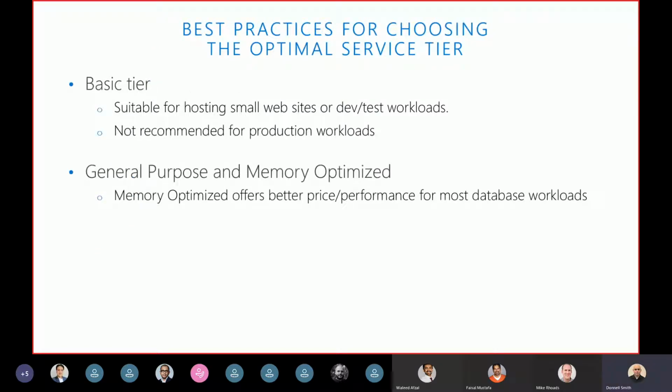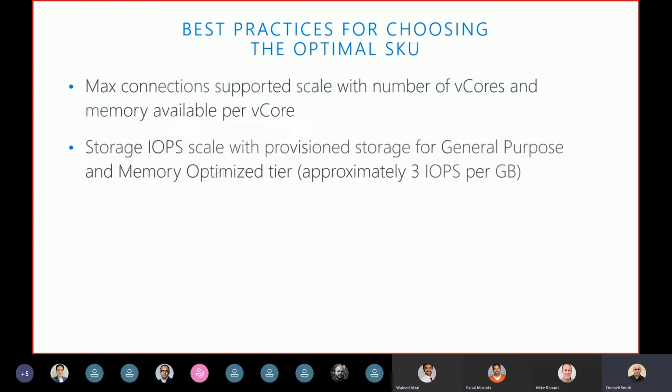A couple of best practices related to choosing the right tier. One of the recommendations with basic tiers is they're more suitable for very small websites and usually towards dev and test workloads. And you can find this information in the online documentation as well. General purpose and memory optimized. The memory optimized is going to give you that really good price for performance for your database workloads.